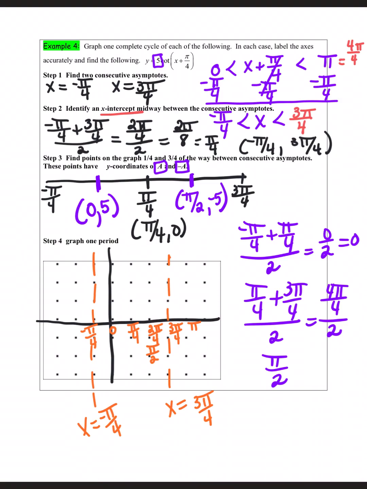Then I have a point at 0, 5, so I'm going to extend my graph a little bit. My next point is at pi over 4, 0. And my last point is at pi over 2, negative 5. And I'm going to connect my graph. Notice this will get closer and closer to the asymptotes.